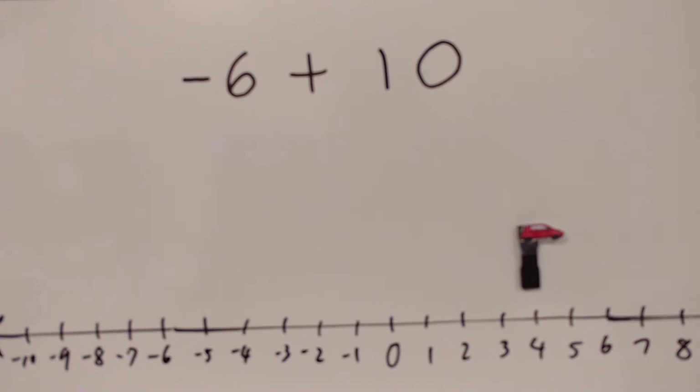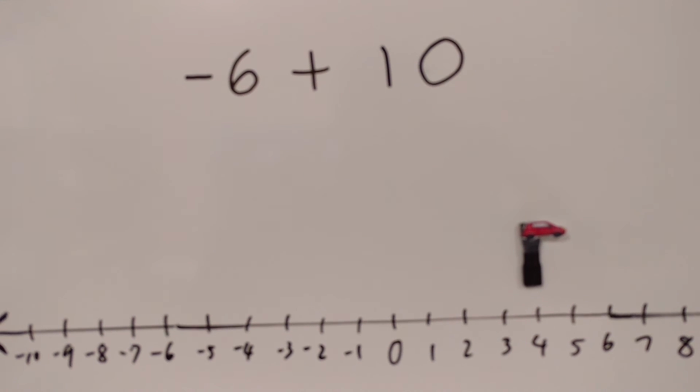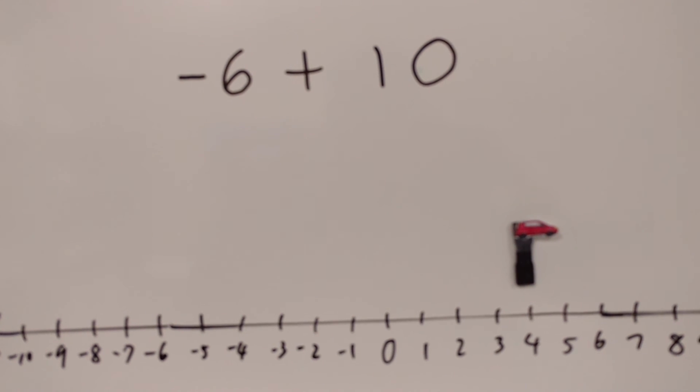The car ends up at 4. So we see that -6 plus 10 is 4.